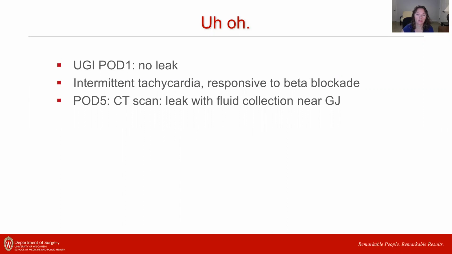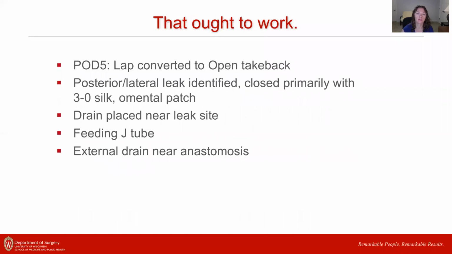She had intermittent episodes of tachycardia, and ultimately on post-op day 5, got a scan that showed a leak at the GJ and some fluid around the GJ. She was taken to the operating room. She had a laparoscopic, which was converted to open take-back. There was a posterior and lateral leak identified, and it was closed primarily with silk and then an omental patch laid at the top of it. There was an external drain placed and then a feeding J tube placed.